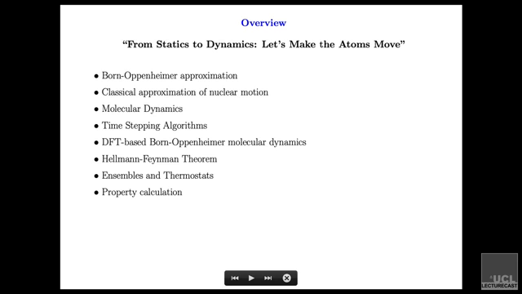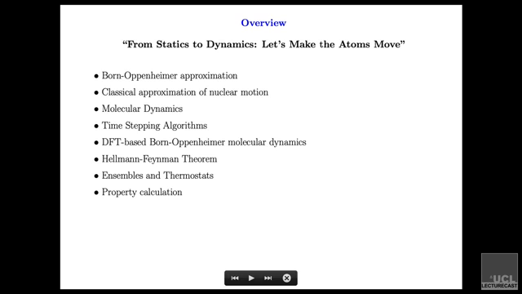Now in the previous parts you mostly dealt with static calculations where the nuclei are fixed in space and you were doing some density functional theory calculation, for instance. And this changes now in this part. So here we let the atoms move. So we go from statics to dynamics, and we would like to know and understand how we can do that, because we know, after all, the atoms are not static objects, but they move in time.